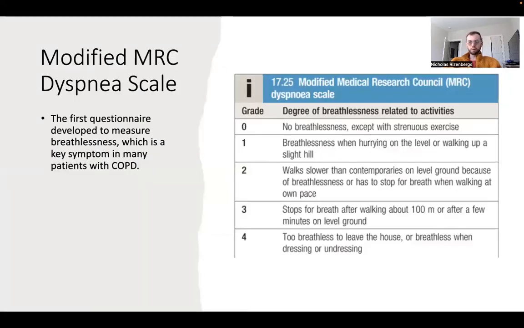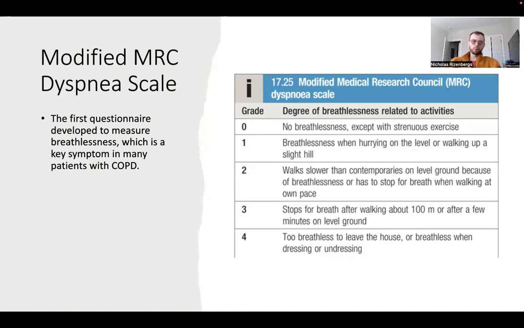Another one I mentioned earlier was the modified MRC dyspnea scale. This was the first questionnaire developed to measure breathlessness, which is a key symptom in many patients with COPD. Like I said, it's a cardinal symptom. MRC is the Modified Medical Research Council, and this is the dyspnea scale. This is something the provider or our team may ask them, to see which grade they're at, or have them look at it and say, where do you fall in?